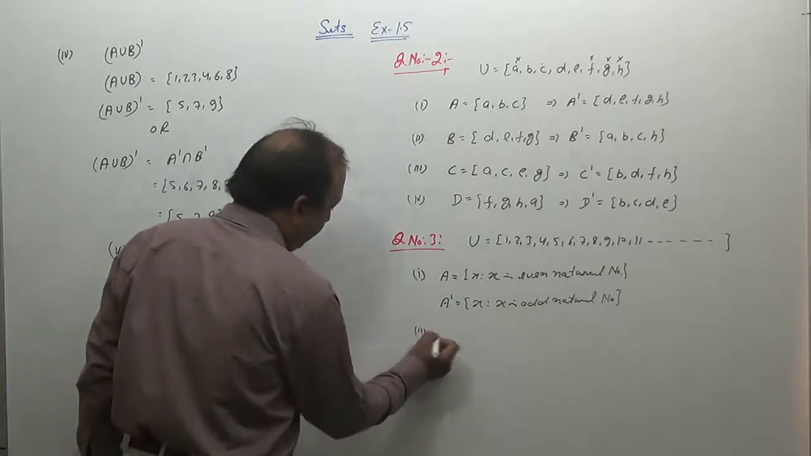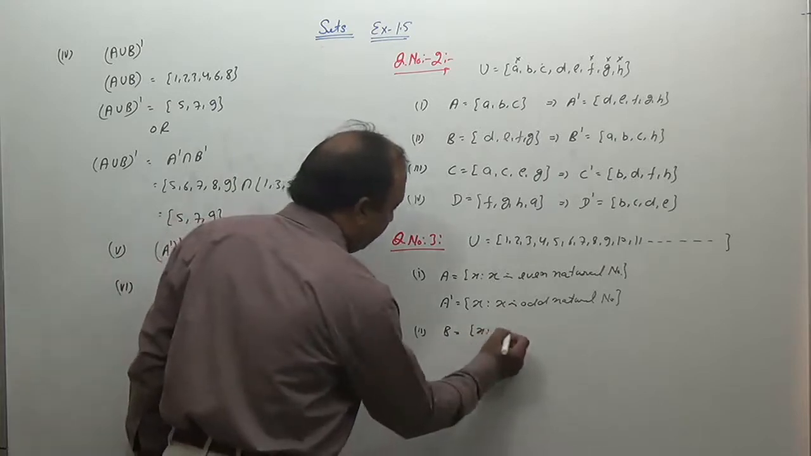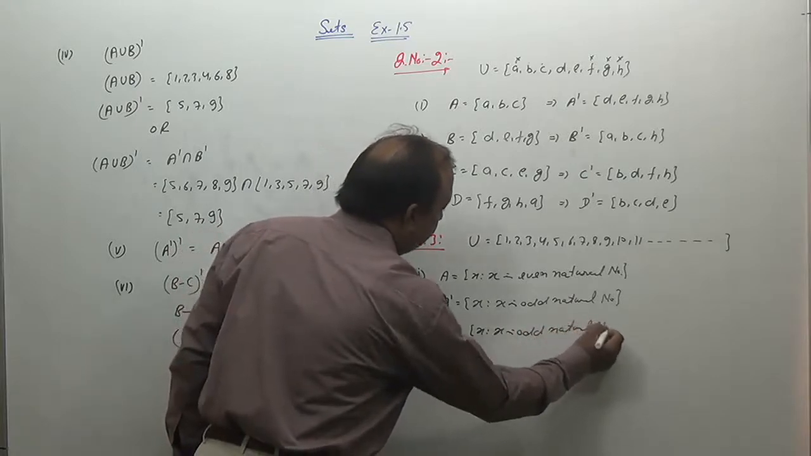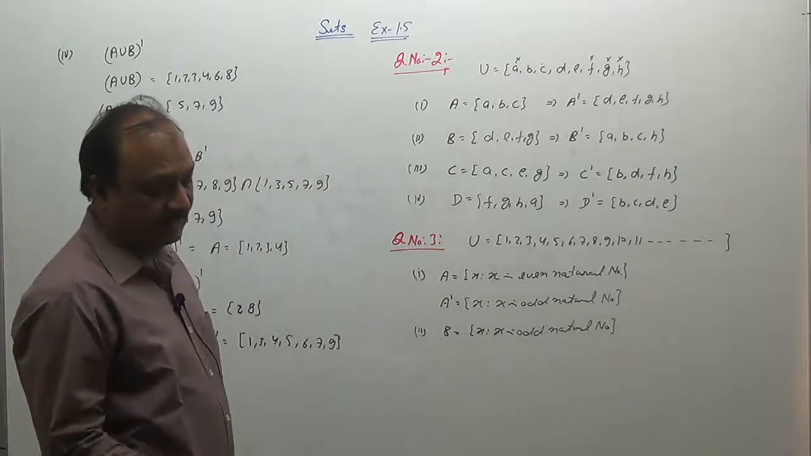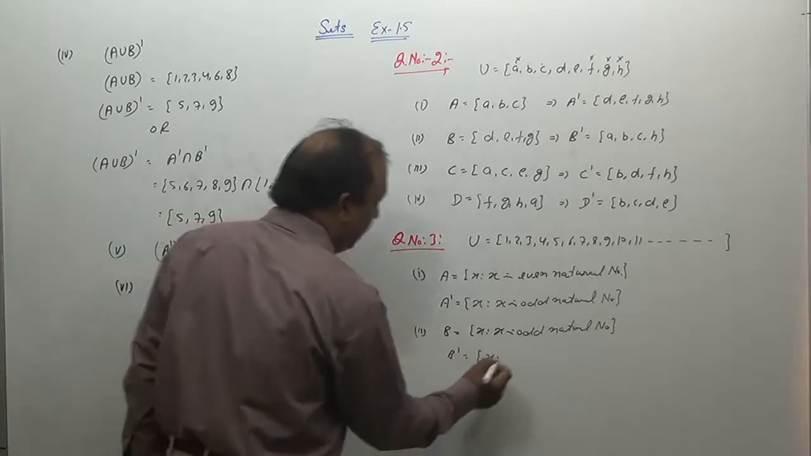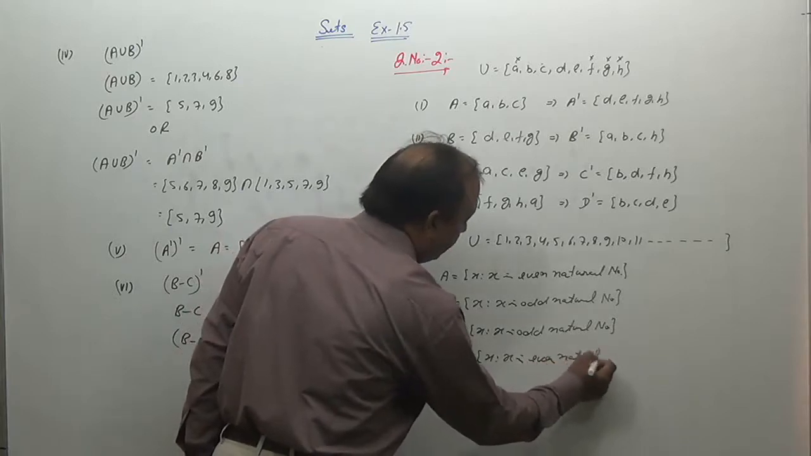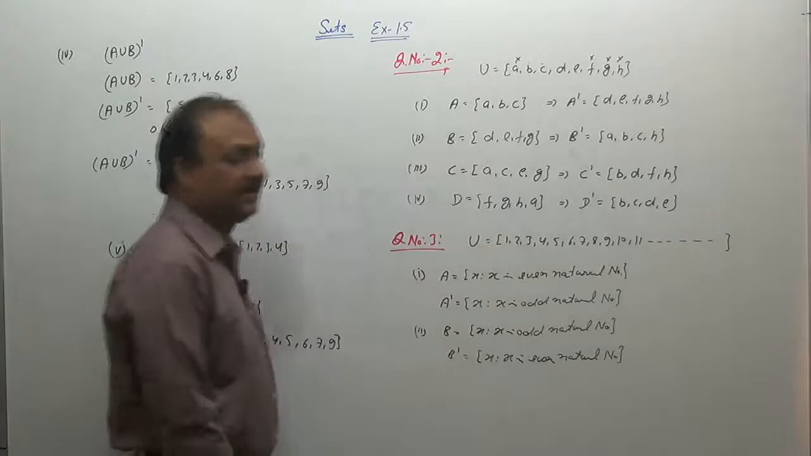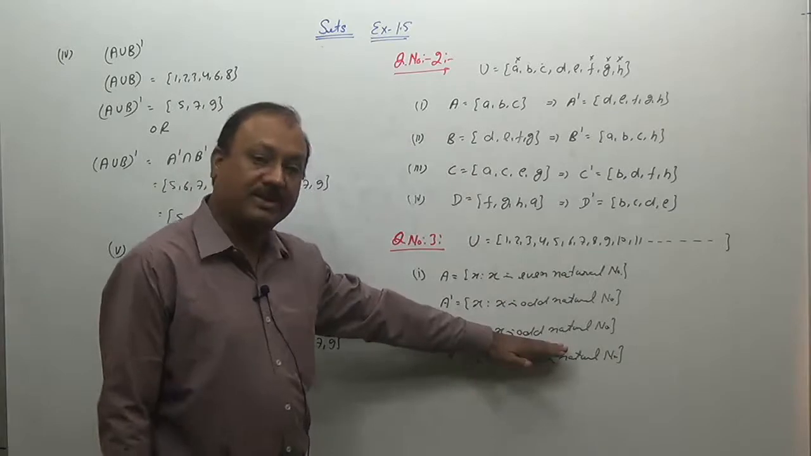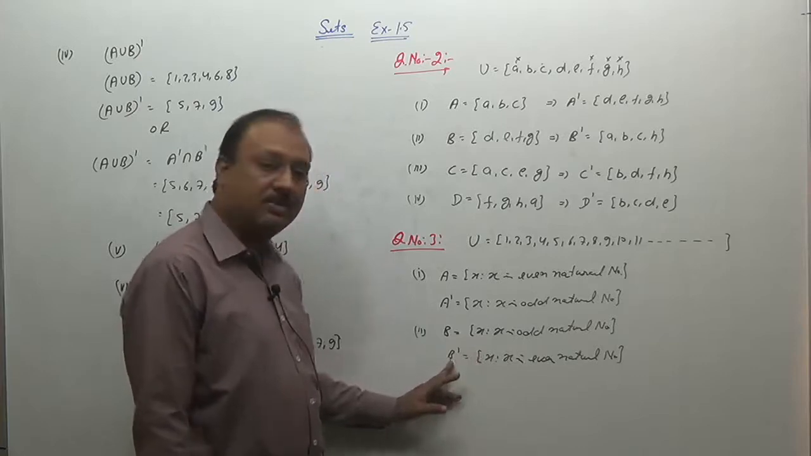Second part is, suppose we denote this set by B, X such that X is an odd natural number. So the B set is the set of odd natural numbers. So what is the complement of this? B complement is X such that X is an even natural number. If we remove the odd numbers from the set of natural numbers, we are left with even natural numbers. So the set of even natural numbers is the complement of set B.